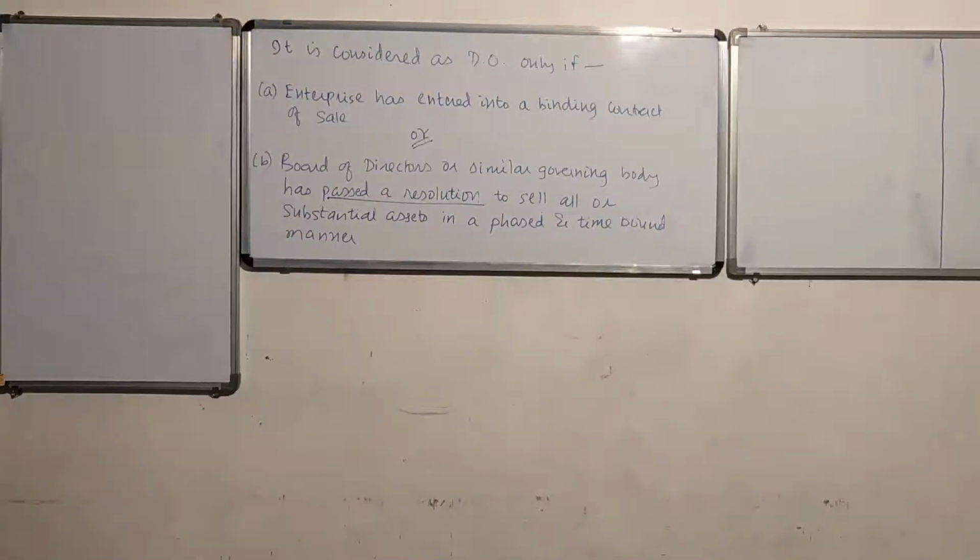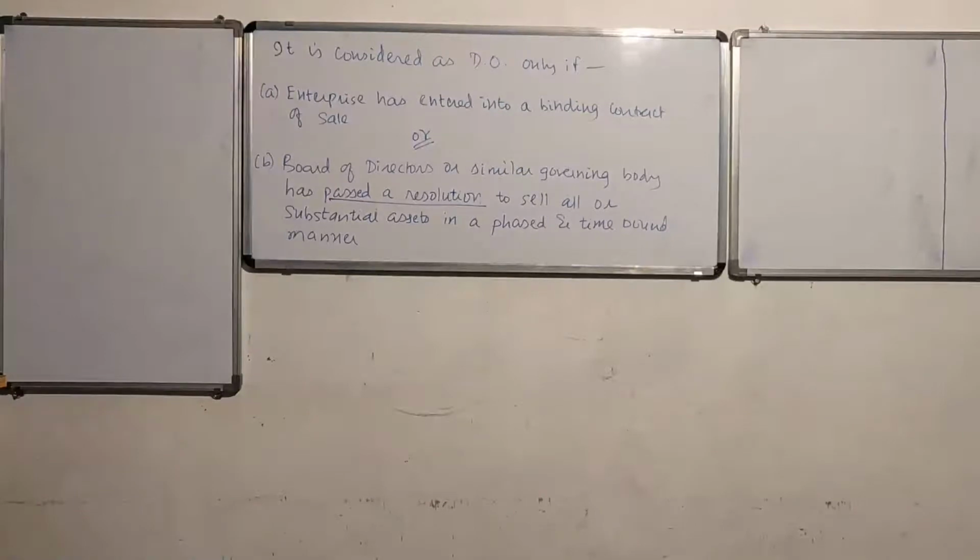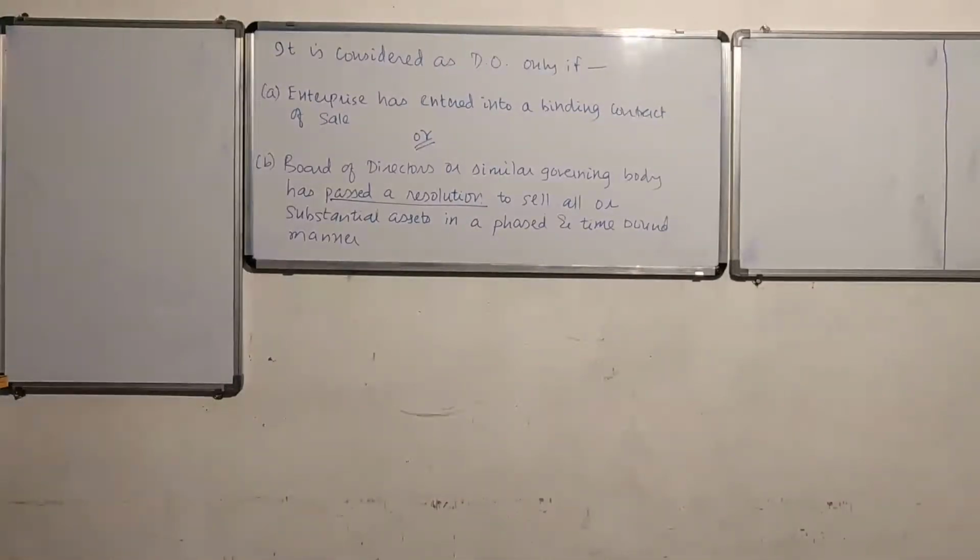How you discontinue does not matter. I may sell it entirely to one party, or I may sell it in installments to different parties. It makes no difference. And finally, if the enterprise has already entered into a binding contract of sale, yes, it's a discontinuing operation. But this is not likely to be done every time. Perhaps what is more important is that the board of directors has made up its mind that yes, we want to discontinue this business. So they pass a resolution that we will sell all the assets or substantial assets in a phased and time-bound manner. That is a discontinuing operation.